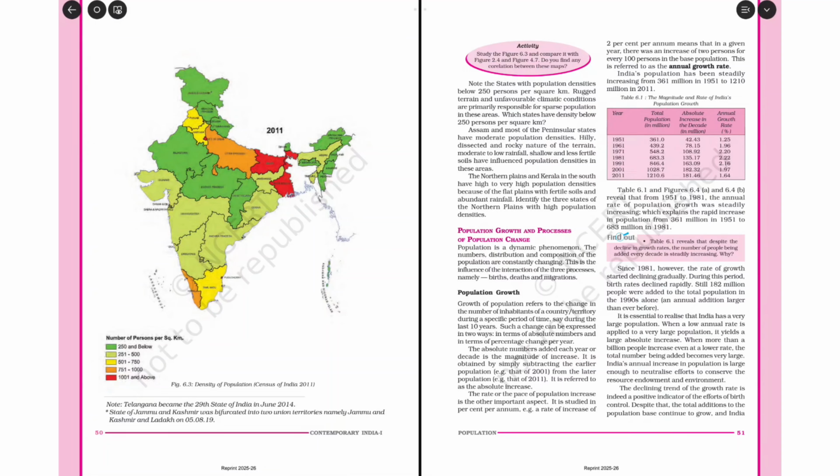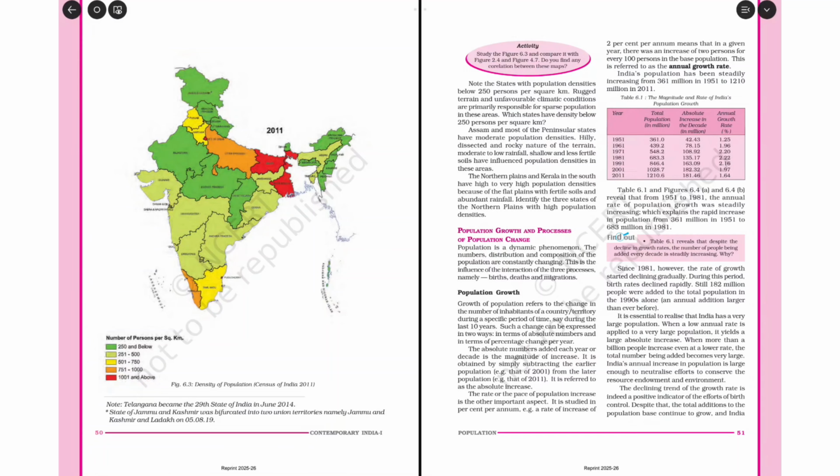Please do. Population growth. Growth of population refers to the change in the number of inhabitants of a country territory during a specific period of time, say during the last 10 years. Such a change can be expressed in 2 ways: in terms of absolute numbers and in terms of percentage change per year. 2% per annum means that in a given year, there was an increase of 2 persons for every 100 persons in the base population. This is referred to as the annual growth rate.